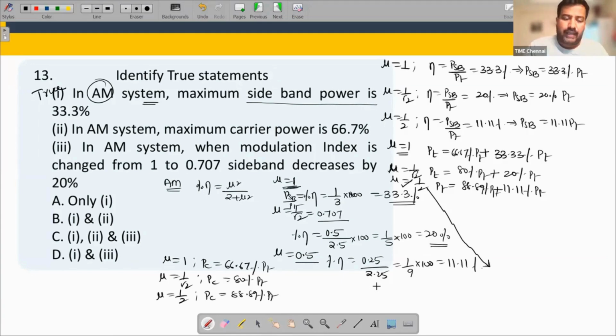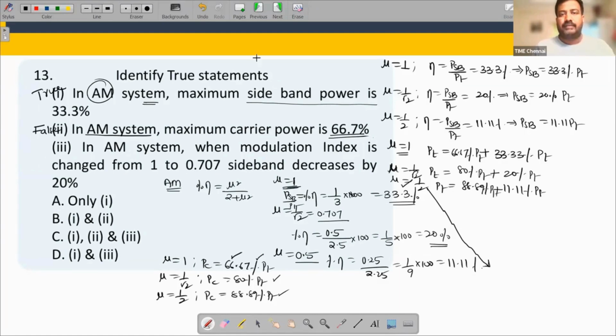Got it? Now clearly, you can see the carrier power is rising. The minimum carrier power is 66.67%. Now you read, in an AM system, maximum carrier power is 66.7%. Is it the maximum or the minimum? Sadly, that's the minimum. That's the confusion that generally happens.